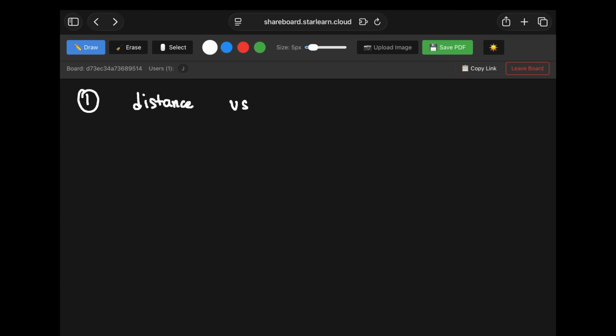distance versus displacement. Distance is how much ground you cover, and it's always positive, always scalar, meaning that it is just a quantity. But on the other hand, displacement is a vector because it has a direction, meaning that it can be positive or negative. So distance is just how much you move, but displacement is your final position minus the initial position.